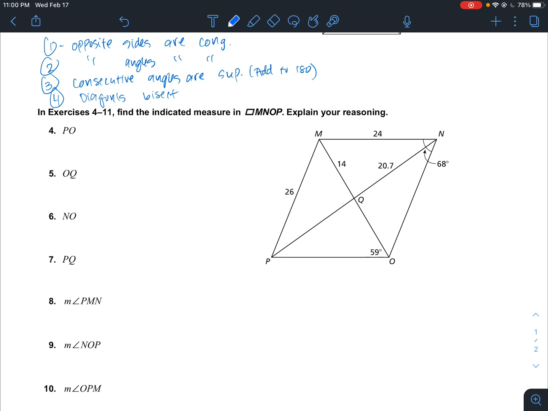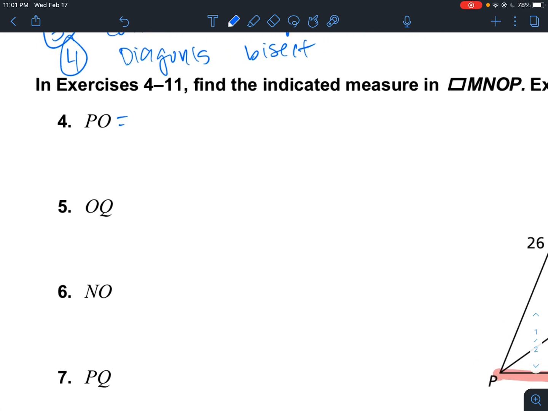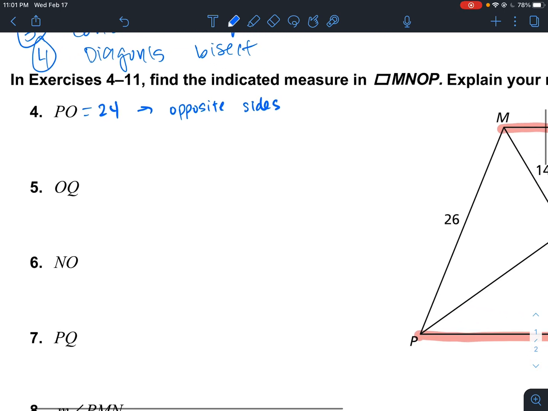So first we're trying to find the length of PO. So this length right here. Now we know that this side length is congruent with this side length because opposite sides. So that means this is equivalent to 24, and that's from the opposite sides parallelogram theorem. Now I'm going to be pretty lazy. The official name is the parallelogram opposite sides theorem, which says that opposite sides are congruent.